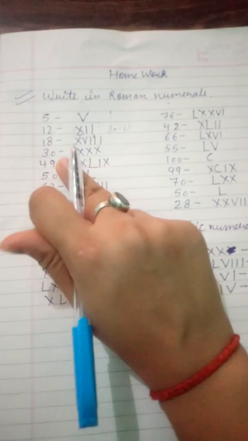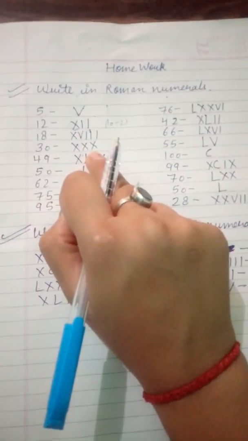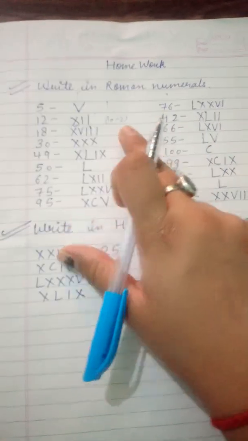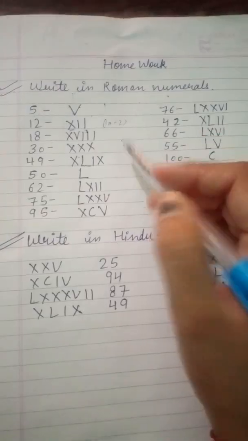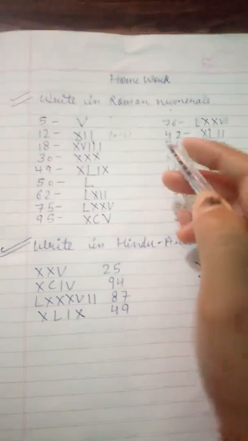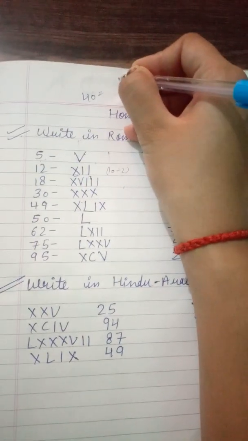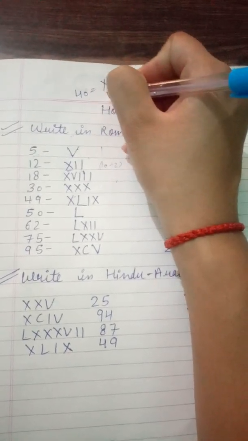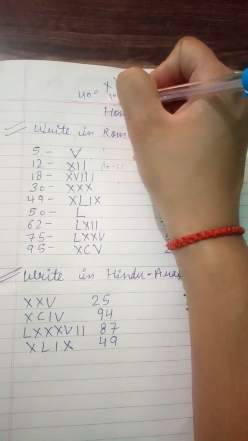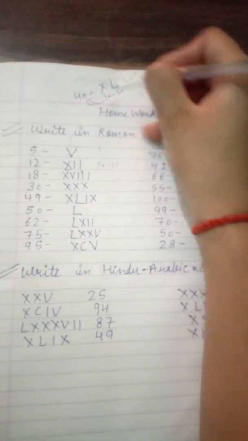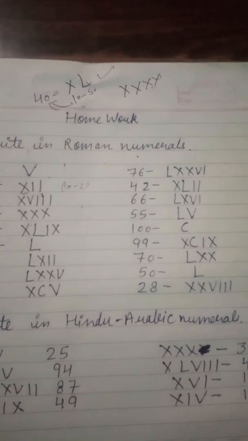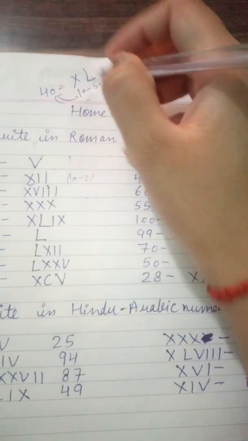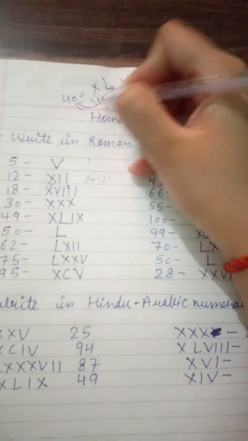For 30 we can use X 3 times, but more than that we cannot use X. Like 40 is XL, but we cannot write X X X X for 40. If we want to write 40, it will become L, which means 50, and X, which is 10. 10 less than 50 is equal to 40. So we will write 40 like this. We cannot write 40 like this, because it is not according to the rule of Roman numbers. This will be totally wrong and that will be right.